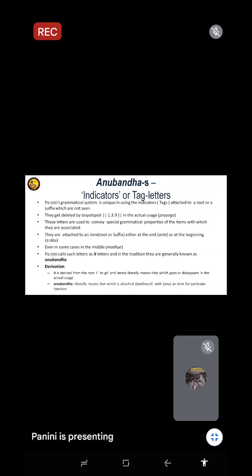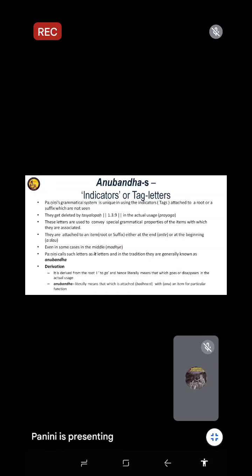So we think language is something very vast, very big, infinite, but the infinite is possible to understand. If the mind understands the infinite, it can also control and regulate it with finite sets. That is the idea. So it is a model, a model of language structure or science. Panini's grammatical system is unique in using these indicators.